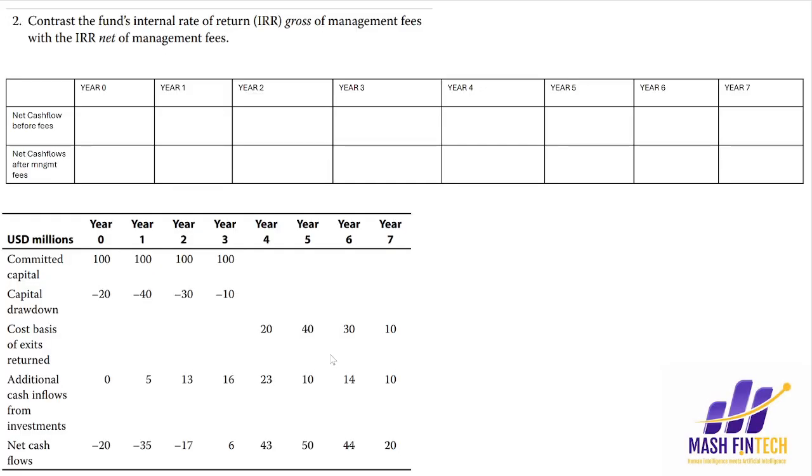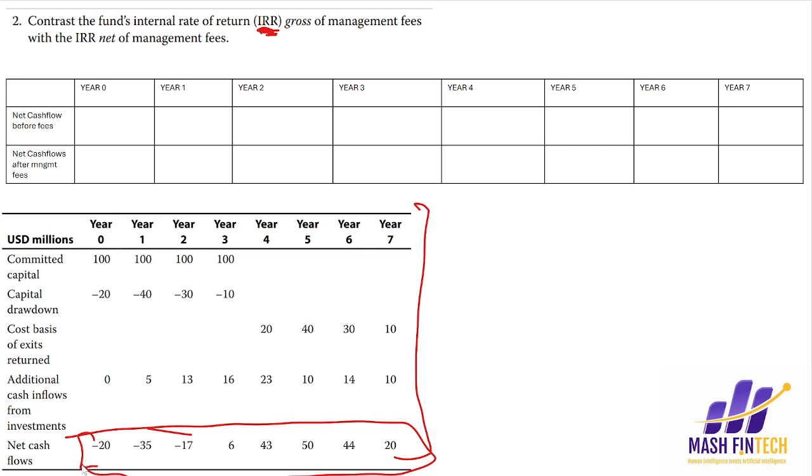Okay, number 2, construct the fund's internal rate of return, gross of management fees. So once you see this internal rate of return, this is something you know you have to do using your financial calculator. But first you need to determine what the cash flows are. And the cash flows are given down here. These are the net cash flows. I put this here, which was an extract from the question, so that we can just take these cash flows down here.